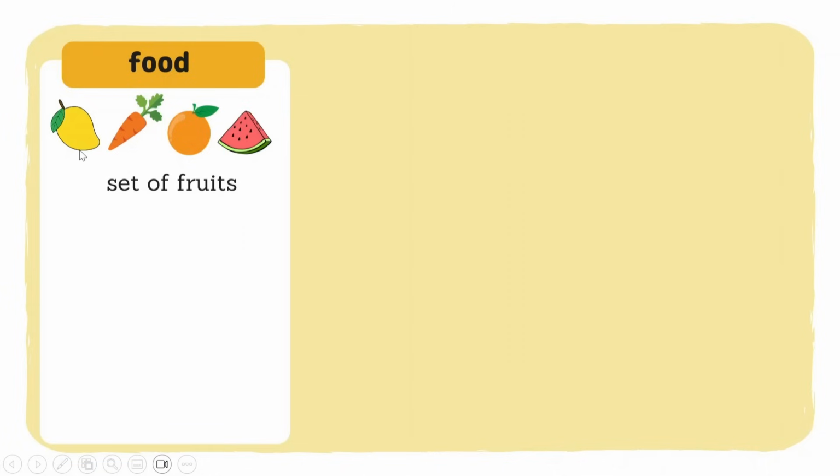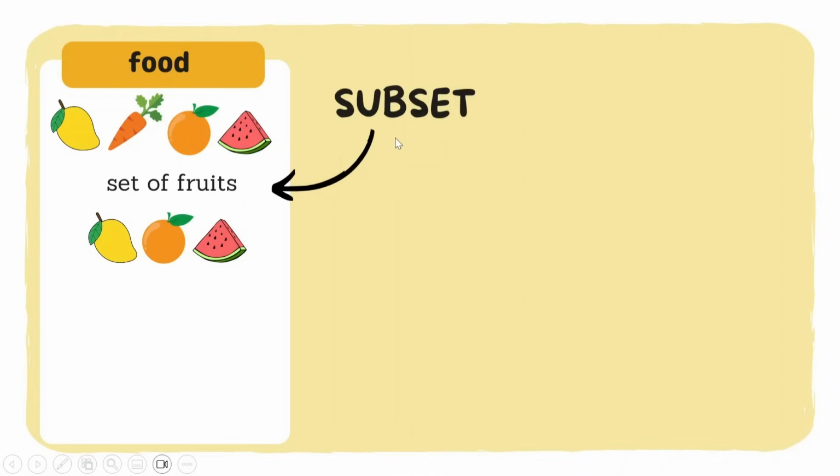Okay? Dito sa apat, we have mango, we have carrots, we have orange, and we have watermelon. What are the elements under the set of fruits? We have, yes, the mango, orange, and the watermelon. So we have 3 elements from our 4 elements here above. So ito na po yung tinatawag nating subset. Okay, the set of fruits from our main set, which is food. This is what we call the subset. In short, it's part of the set.